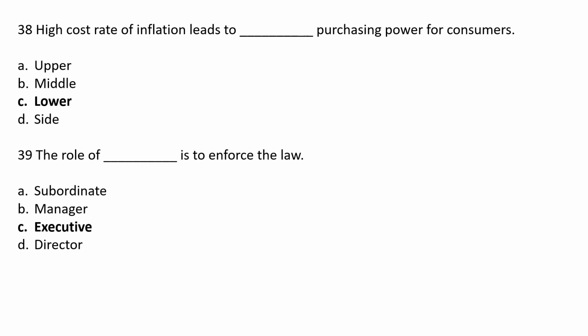The role of dash is to enforce the law. Option A subordinate, option B manager, option C executive, option D director. The correct answer is option C executive. The role of executive is to enforce the law.